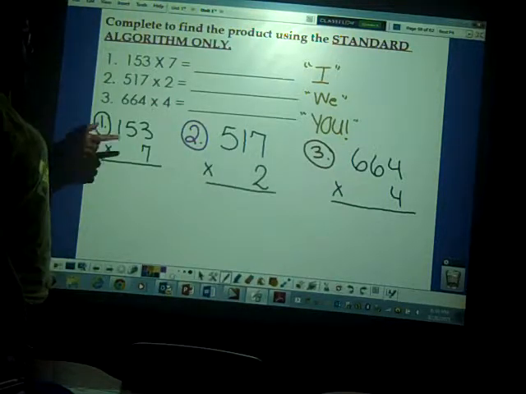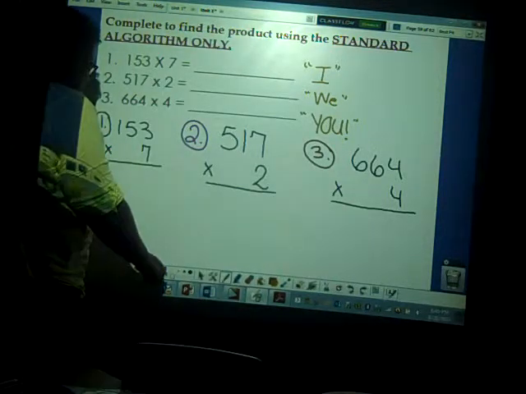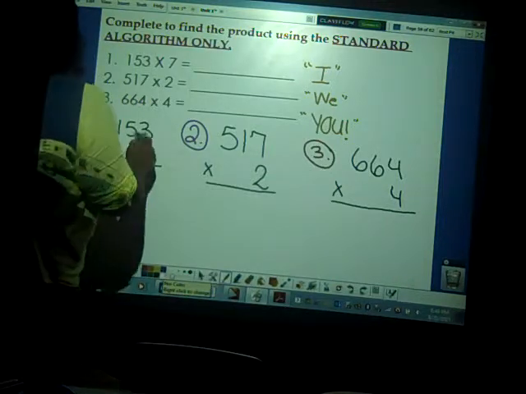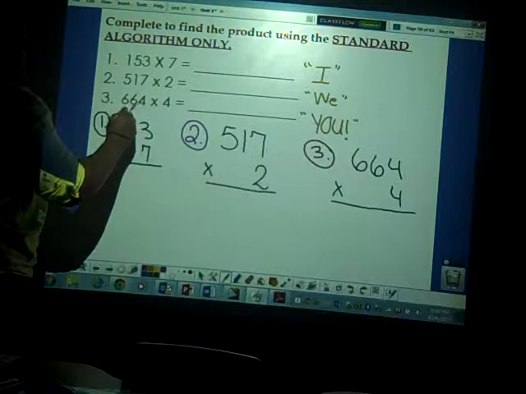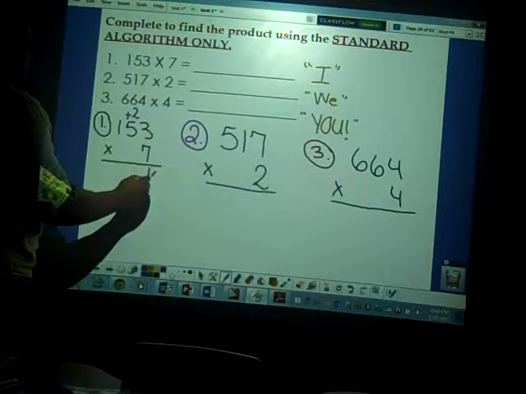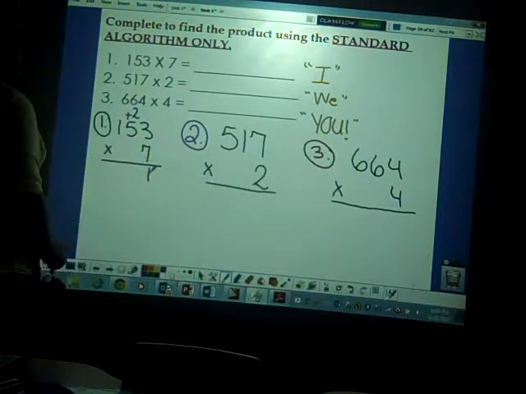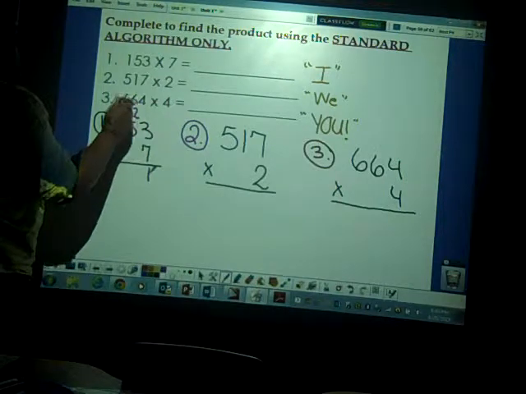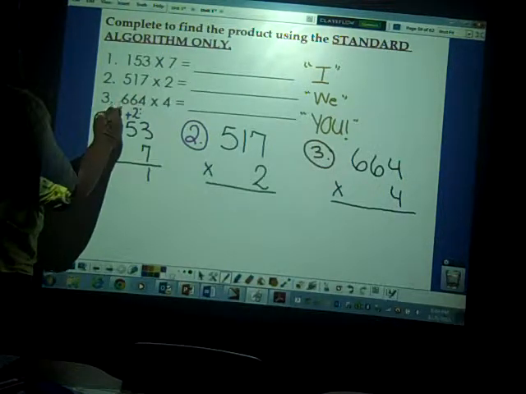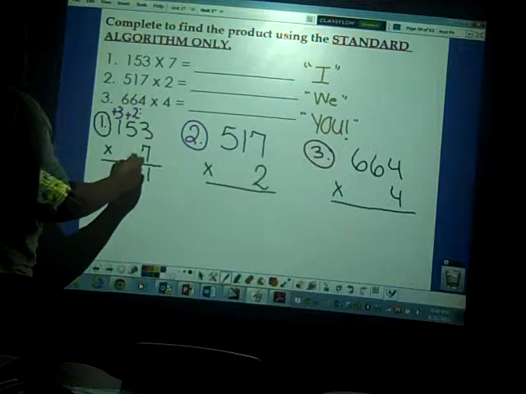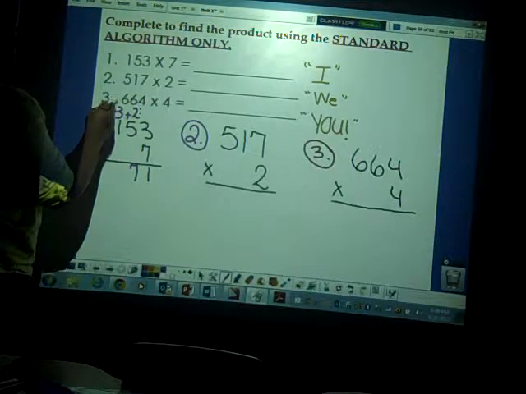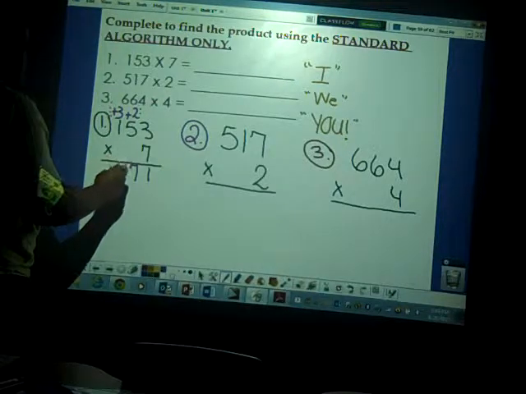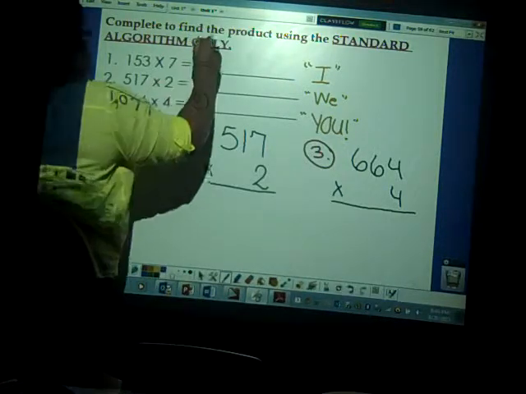I'm going to go ahead and start working this out myself. So we have 153 times 7. 7 times 3 is 21, so put the 2 there, 1 here. 7 times 5 is 35, plus 2, 36, 37. So put plus 3, and then 7. 7 times 1 is 7, plus 3, 7, 8, 9, 10. 1,071.